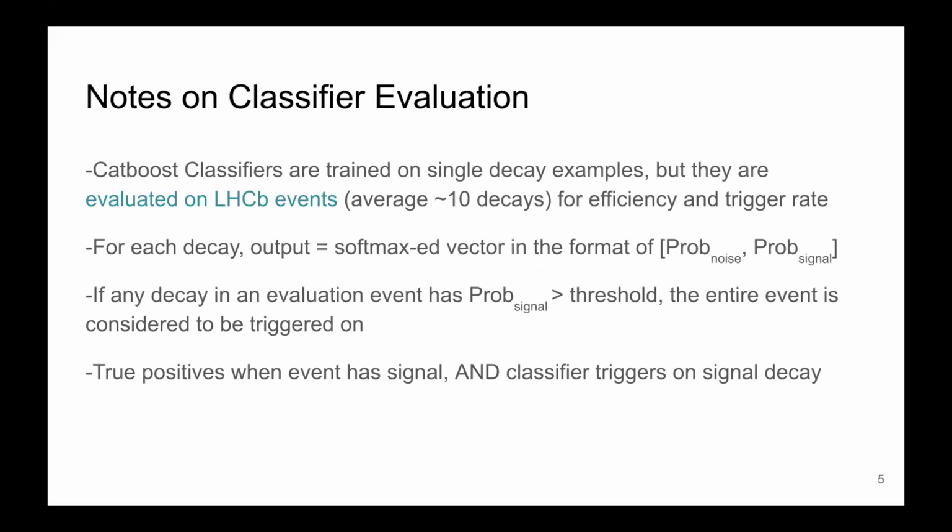For each single decay, we get an output, which is a vector that gives us the probability of it being signal versus the probability of the decay being noise. If any decay in an event, and again, an event is about 10 different decays, has a high enough probability of being signal, then the entire event is considered to be triggered on. We count efficiency as the correctly triggered on events divided by the total number of events. We only count something as a true positive if the event has a signal and the classifier triggers on that signal decay within the event.